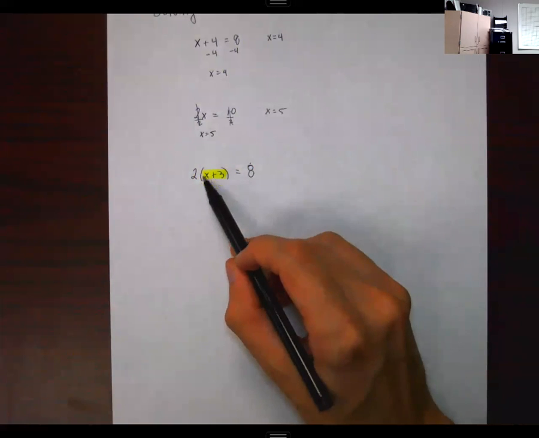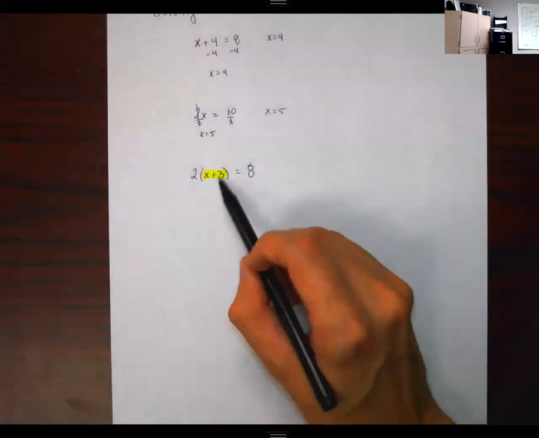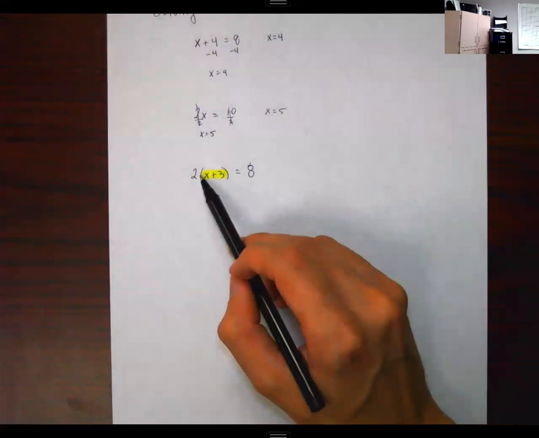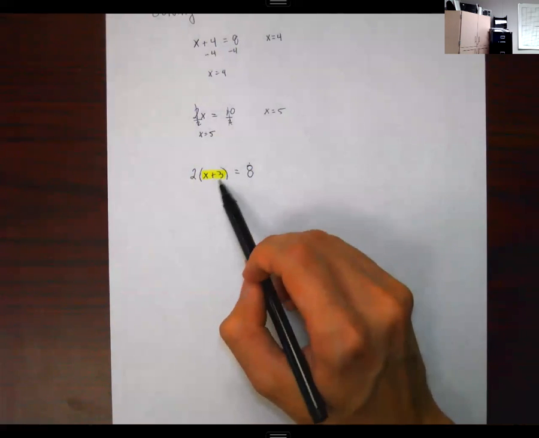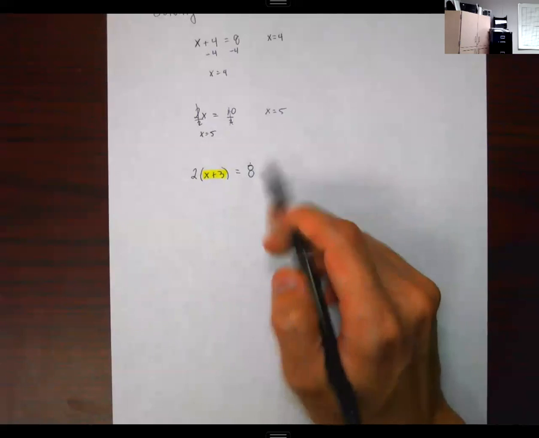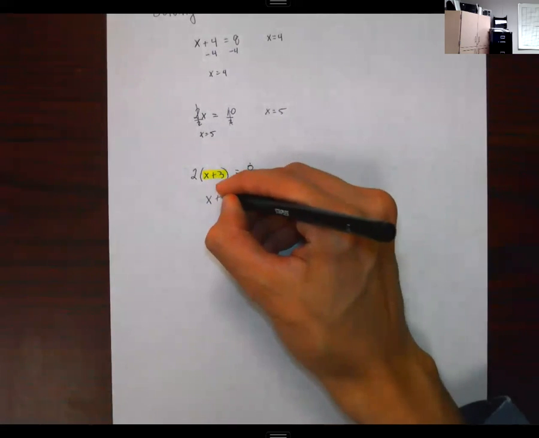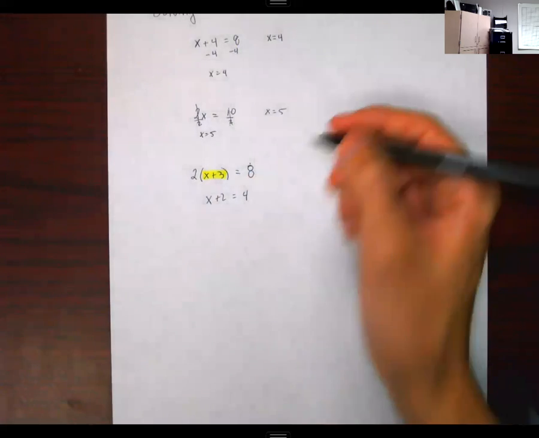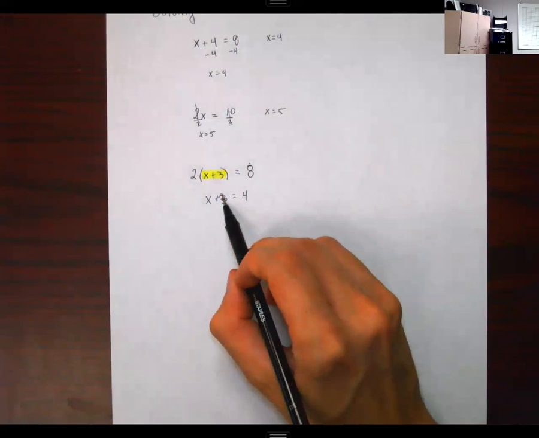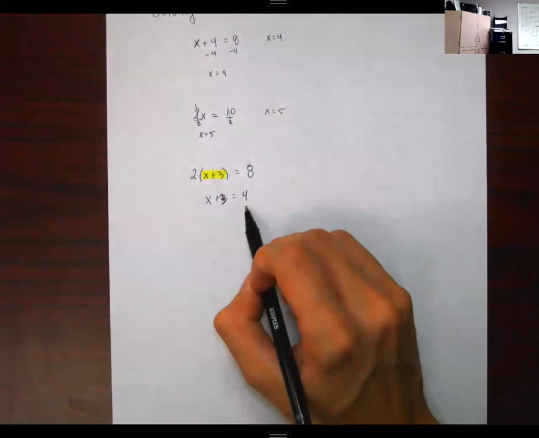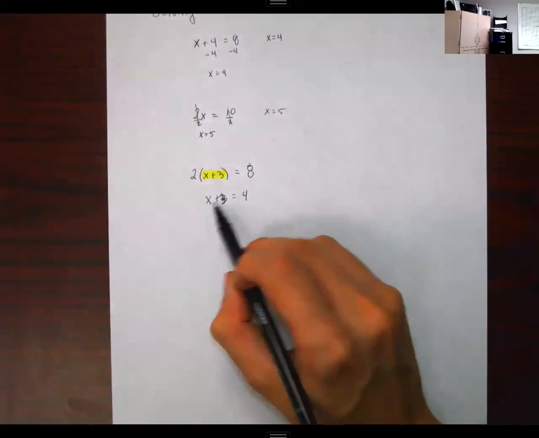everything in the yellow, once it's all solved, once it's simplified, I'll get 2, and that should be a 4, right? This yellow should be a 4. That way I get 2 times 4, which is 8. So that tells me x plus 2 should be 4. Or x plus 3 should be 4, excuse me. And that tells me that x, I can now use my math facts. That tells me x has to be 1.